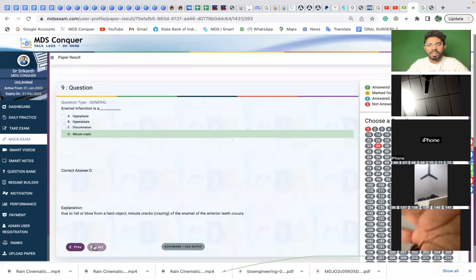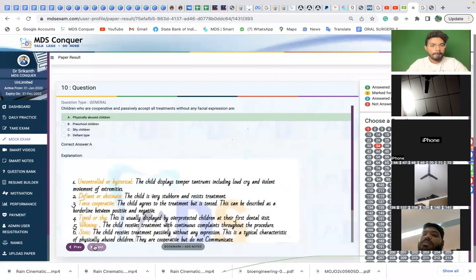Then comes enamel infractions. These are minute cracks, which we know, it's an easy question. And of course, this is again a pedo question, which I'll categorize either into difficult unknown or difficult easy. Okay, so this is a very familiar classification. I mean, this is a very familiar thing when you're talking about behavior management and child psychology, but I don't know how many of you are really done with this. So proper revision is required for this question. So I'll not be considering this question.